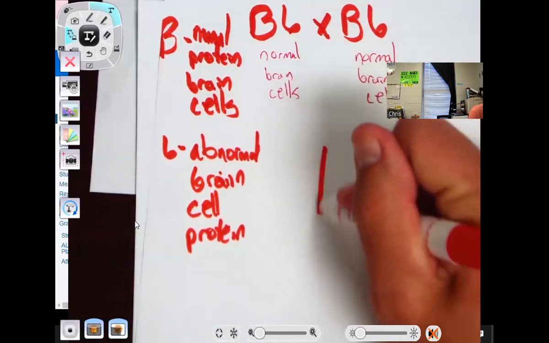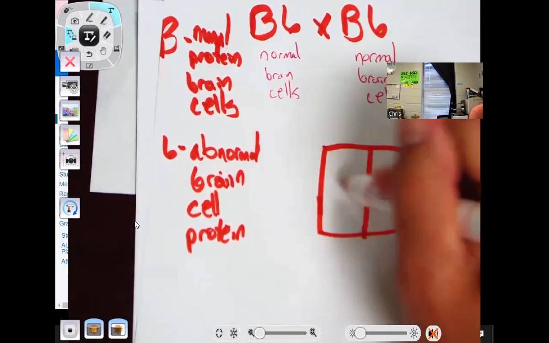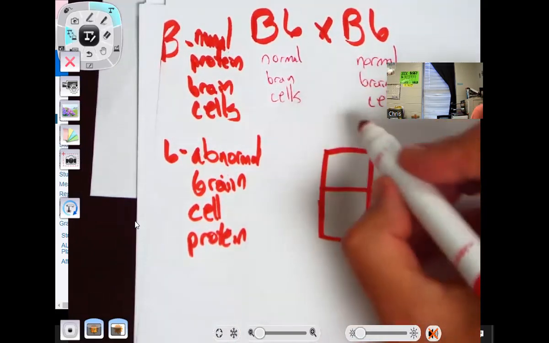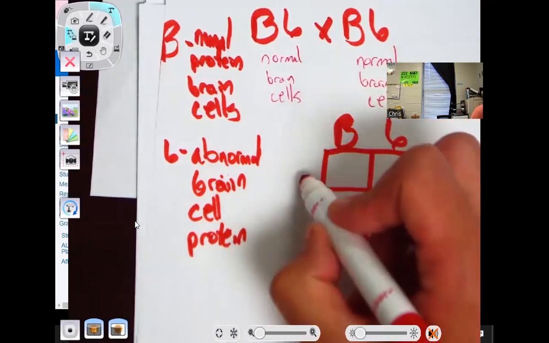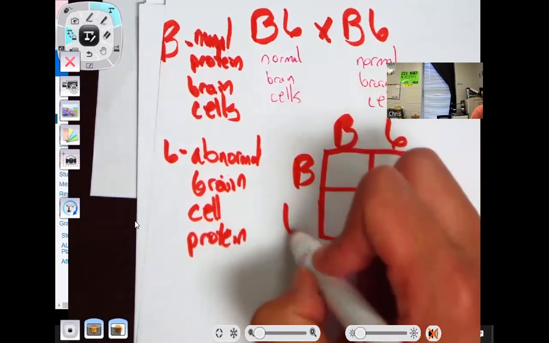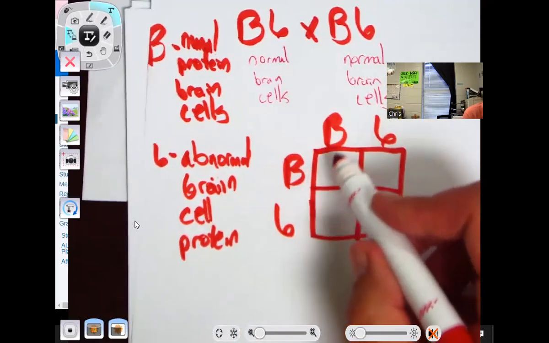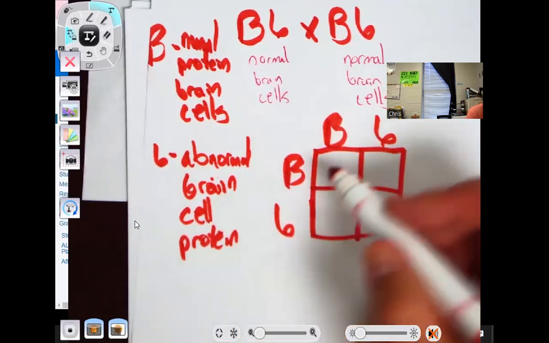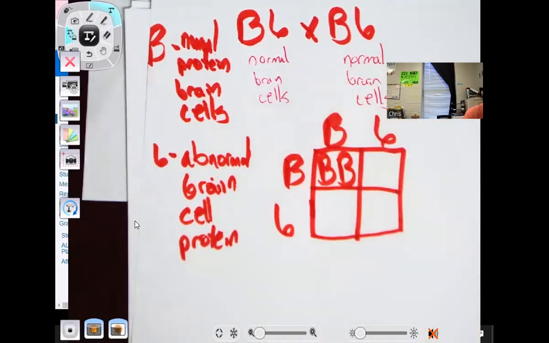We do our box, that's right. And if you're helping me, I'm going to remember that, and that's going to help you later today. I want to help you too. We do our box and we write both our big B, little b. What would the child have if this parent gave a big B and this parent gave a big B? Big B, big B, and they would be normal. You're right. Both of you are right.